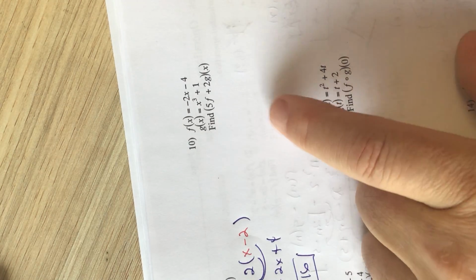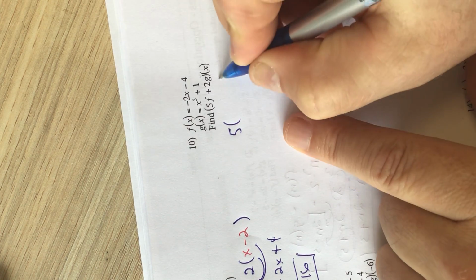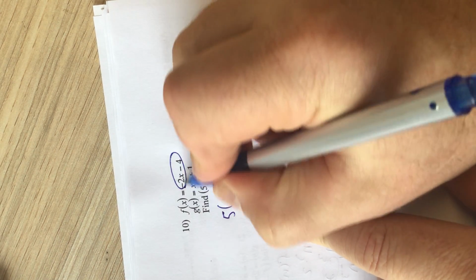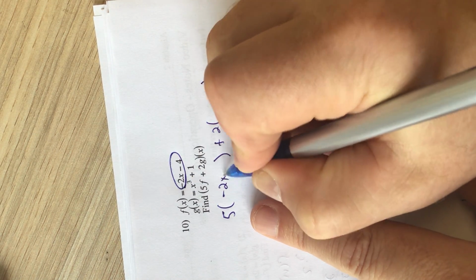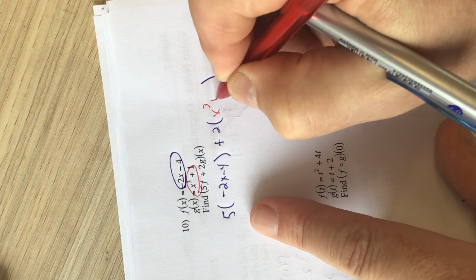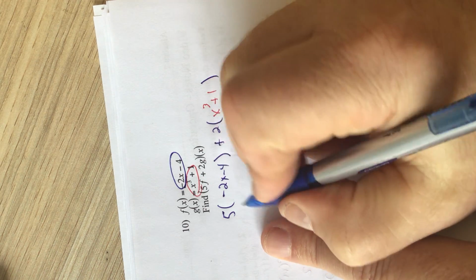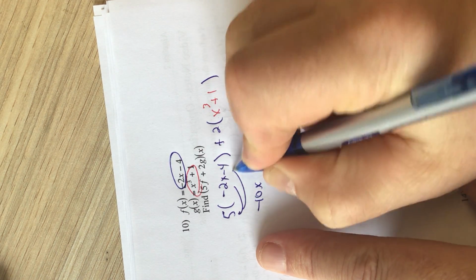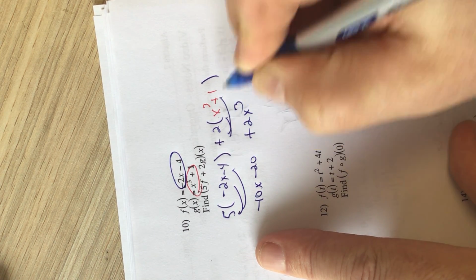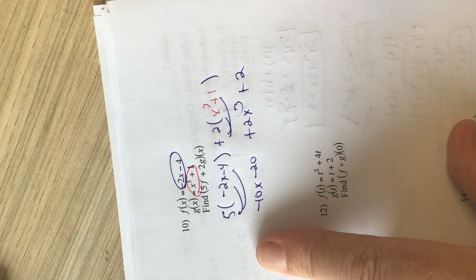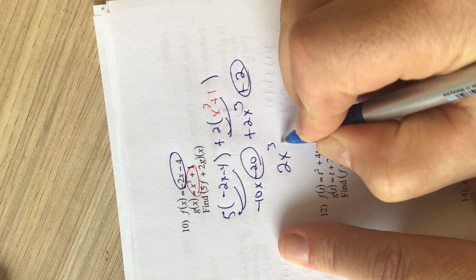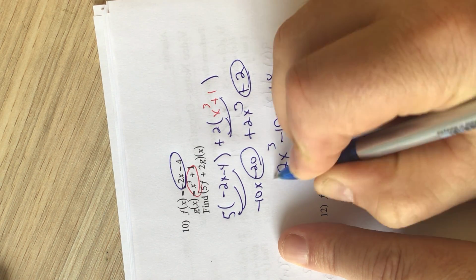So that's this notation. That means 5 of the f formula plus 2 of the g formula. So we'll take the f formula and put it in here, -2x minus 4. And the g formula is x to the third plus 1. So that's -10x minus 20 plus 2x to the third plus 2. So the only like terms are the constants, giving -18. So we have 2x to the third minus 10x minus 18.